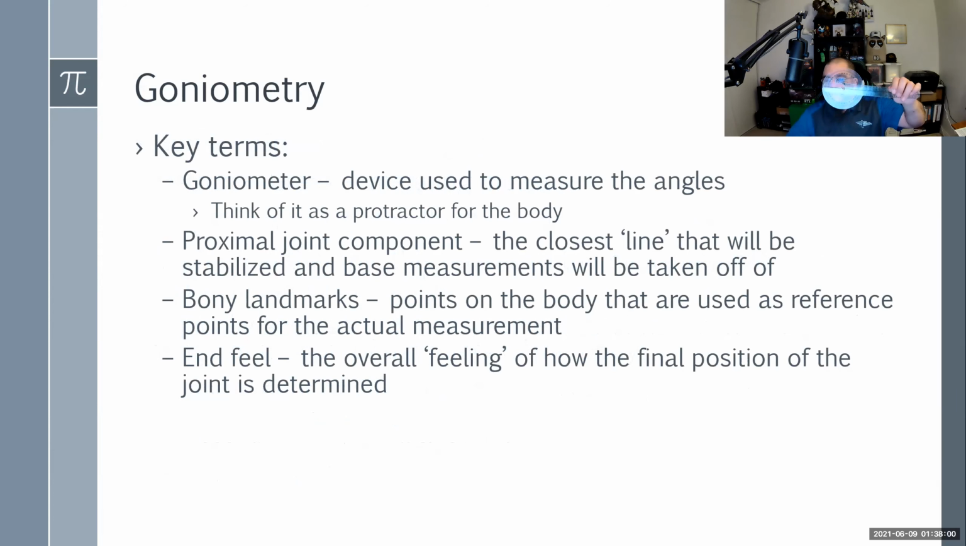There are all kinds of different sizes of goniometers. Here's a standard one. Here's a finger one and another finger one that we have. So there's all kinds of different goniometers that are out there. When we have a goniometer, we have a proximal joint component. The proximal joint component is one that's going to line up along this fixed axis.